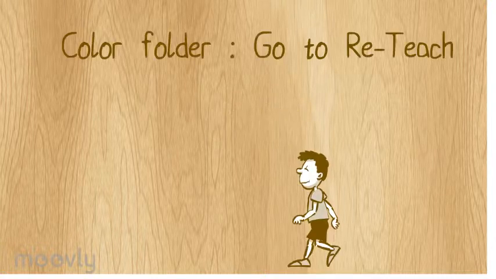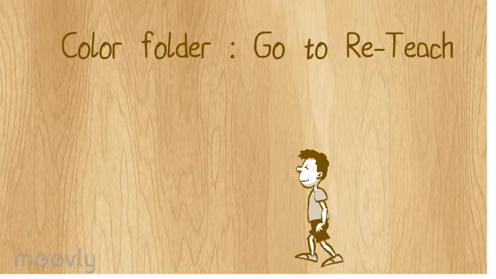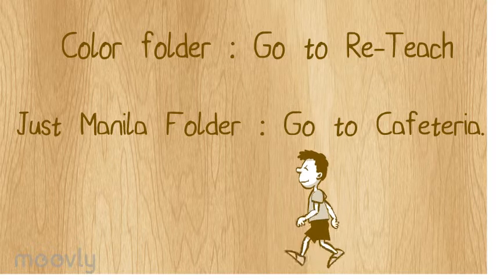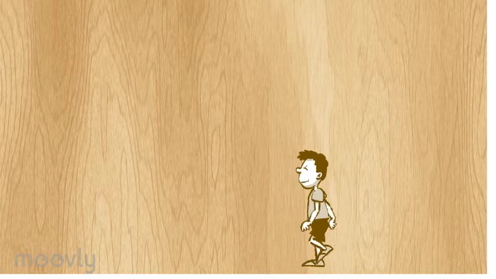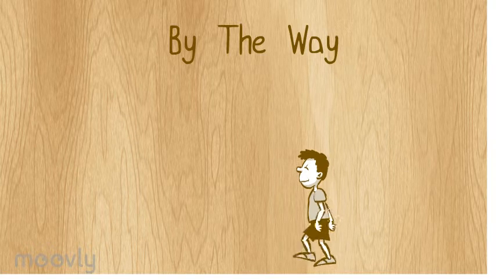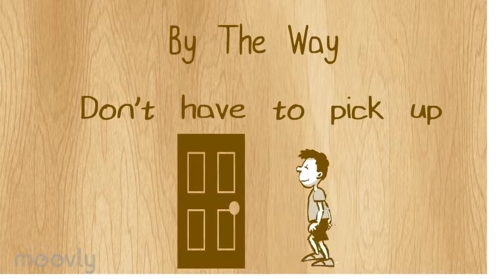If a student has a colored folder, they should be heading to their reteach instructor. Yes, even if they also have an AEC folder. And students with just manila folders should head over to the cafeteria. Staff will be in the hallways to help usher every student to their designated locations and make sure they don't try to hide in the bathroom. By the way, for reteach teachers, this means you don't have to pick up your students anymore. They will happily show up at your door.